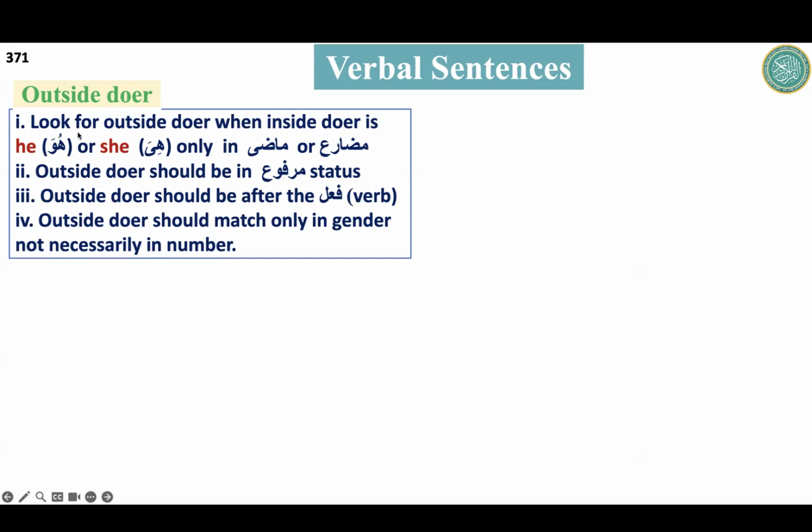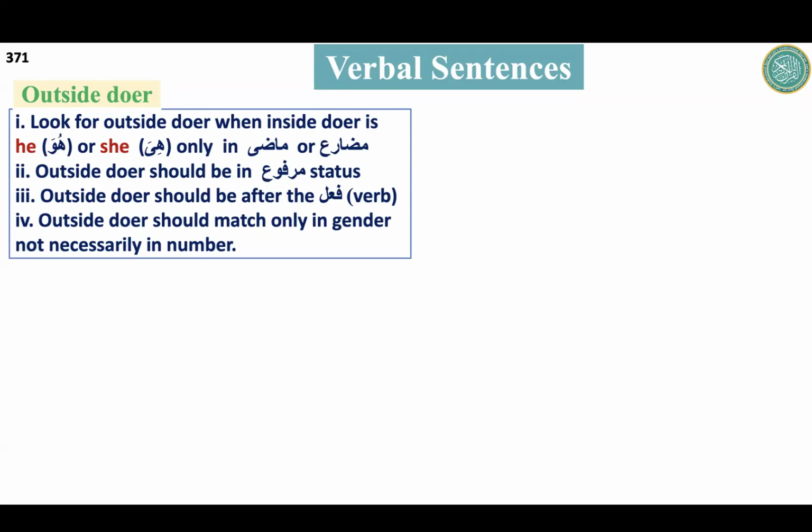Very important principle here: when you look at the verb, there will definitely be an inside doer. And if that inside doer is he or she, you just have to stop before translation. You have to look for the outside doer. And what should that outside doer be? First thing, it will be in rafa status, that will be marfu. And then we have to start our translation. Then we have to replace that outside doer with this inside doer.